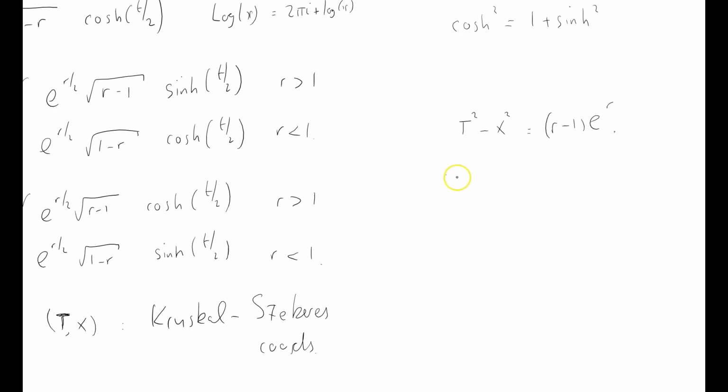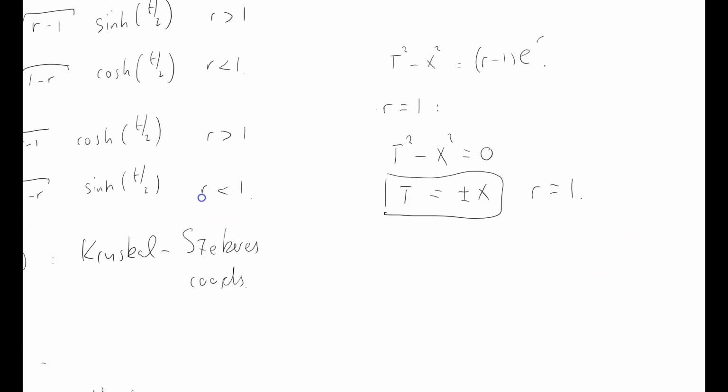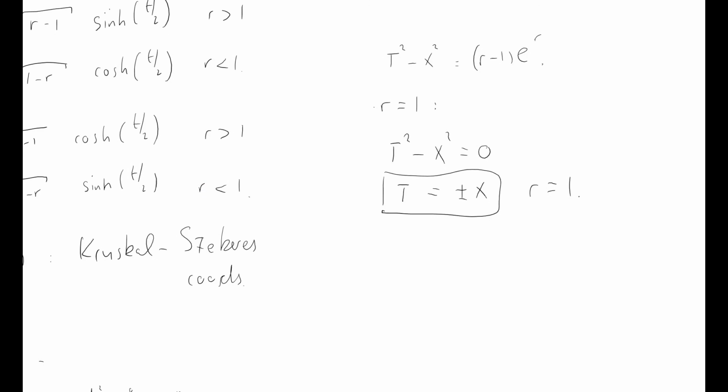So just from this very simple relation, if I specify that r equals 1, that tells me that t squared minus x squared equals 0. So t equals plus or minus x, and this is the representation for r equals 1, which is quite nice. Nice and simple, at any rate. It's maybe not so easy to understand.